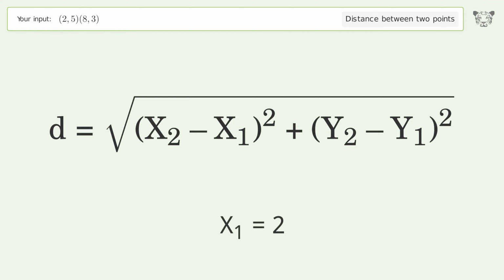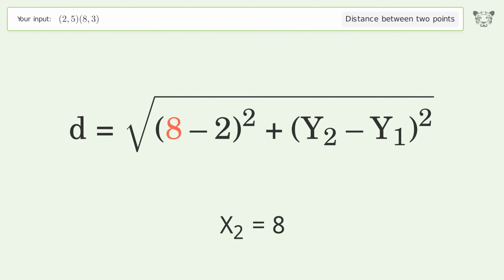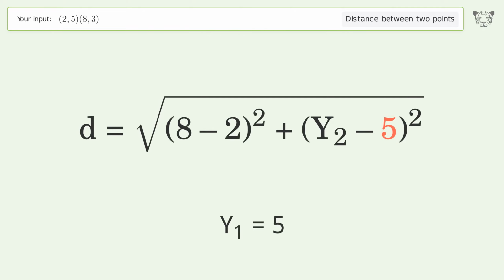x1 equals 2. x2 equals 8. y1 equals 5. y2 equals 3.